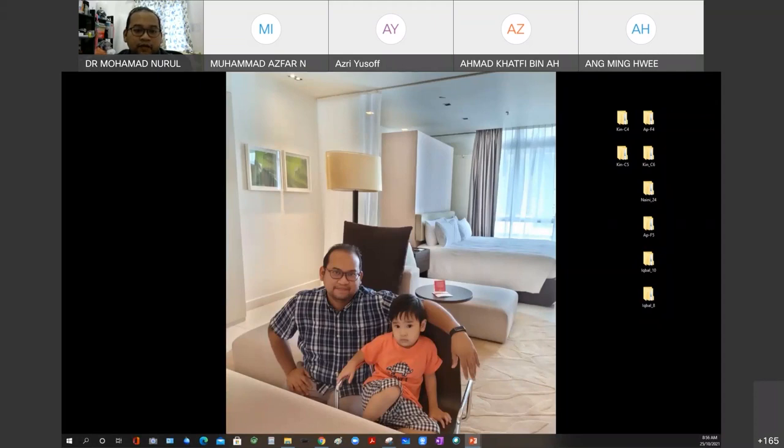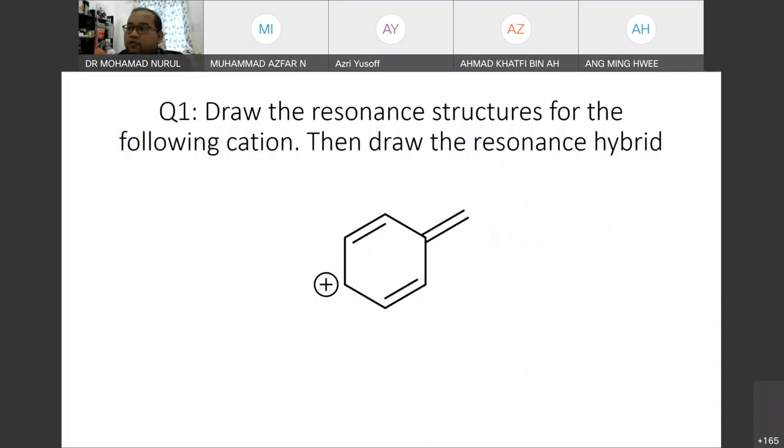If you have, please copy these questions. Question number one: draw the resonance structures for the following cation, then draw the resonance hybrid. I will give you more questions after this, and hopefully you can answer them, and we discuss during the class. This is how we do the KOT122 class. Finish, copy the questions.